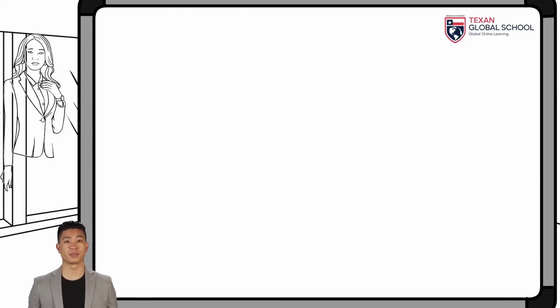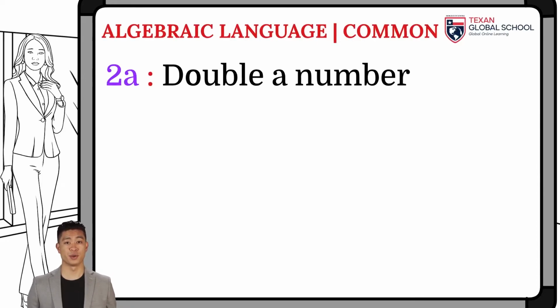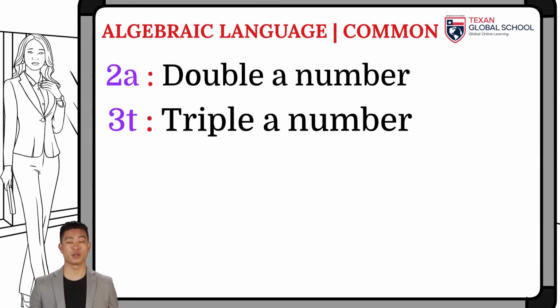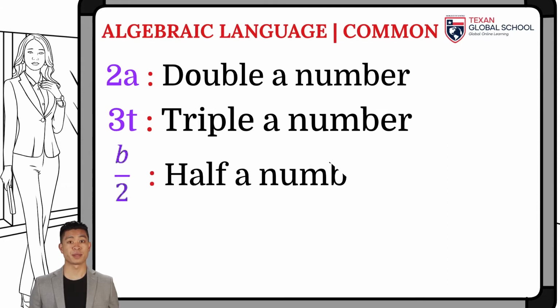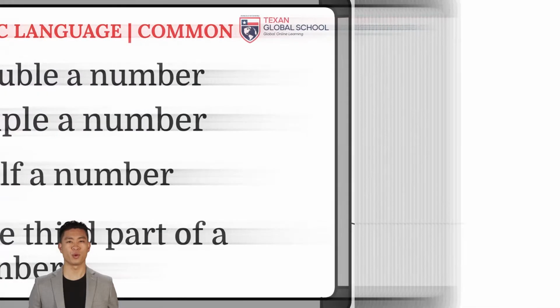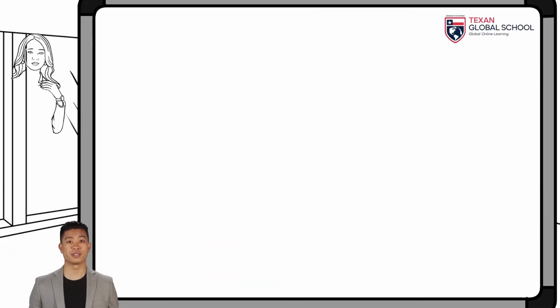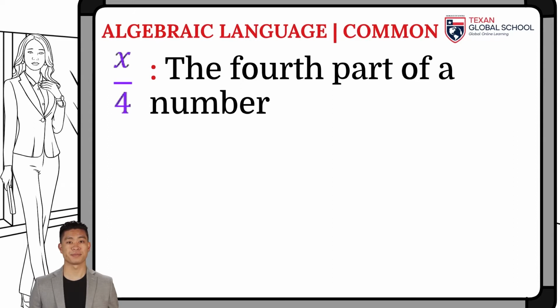Double a number can be expressed in algebraic language as 2a. We reiterate, you can use any desired variable or literal. The triple of a number can be represented as 3t. b over 2 as algebraic language represents half of a number. W over 3 expresses 1/3 of a number. Likewise, x divided by 4 represents the fourth part of a number.